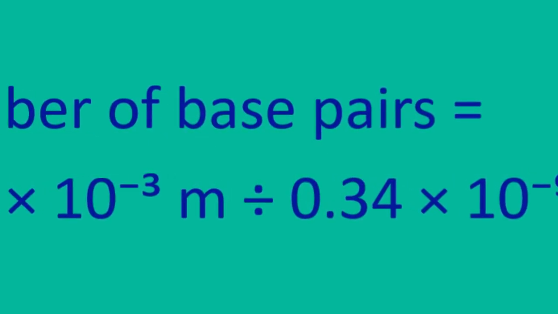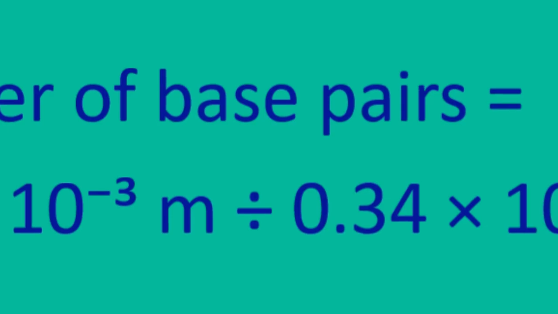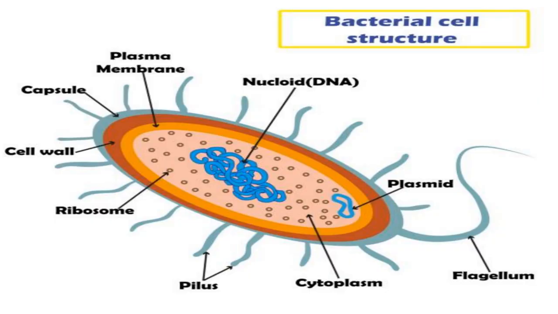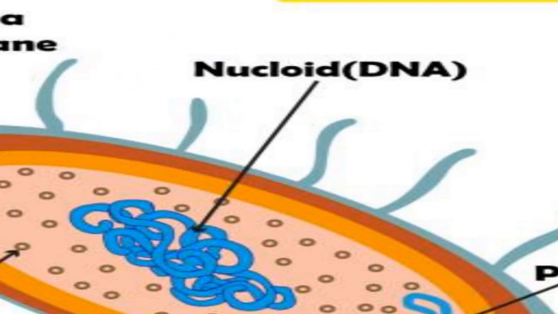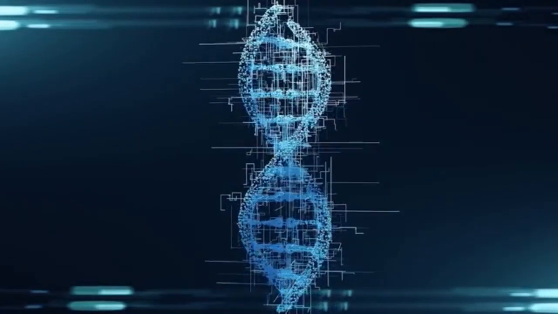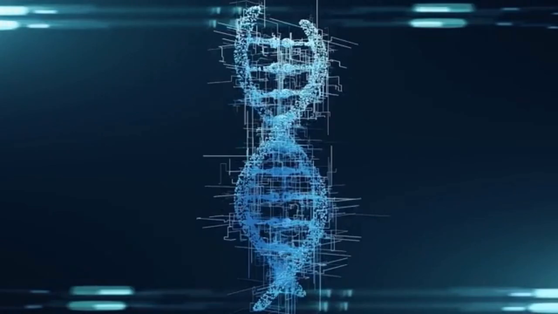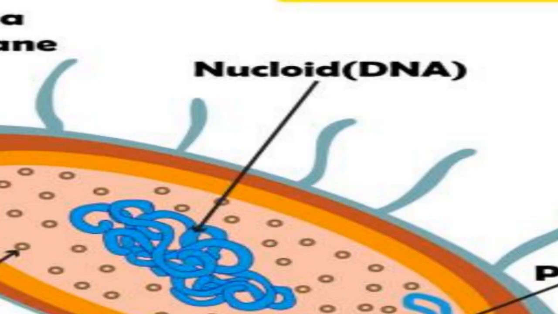Exactly, but their DNA is not floating randomly. In prokaryotes, the DNA is localized in the region called nucleoid. Here, negatively charged DNA is held together in large loops by positively charged proteins, forming a compact structure.